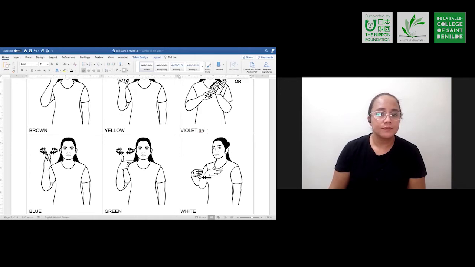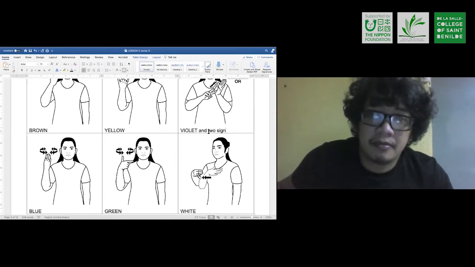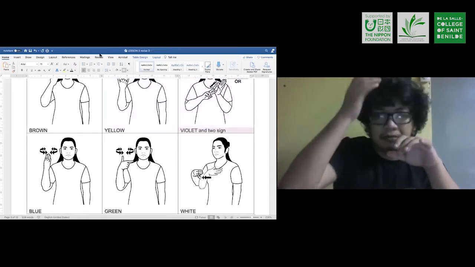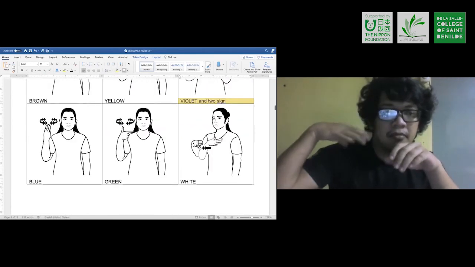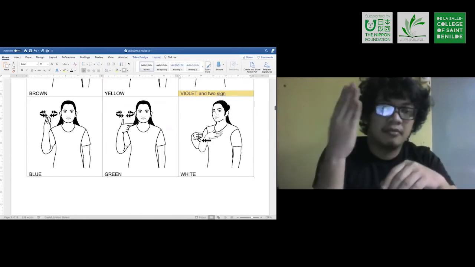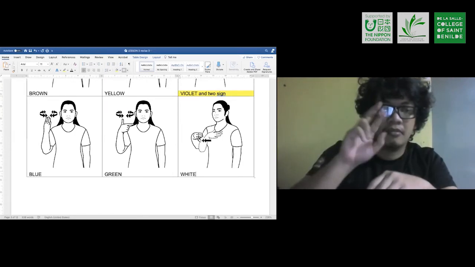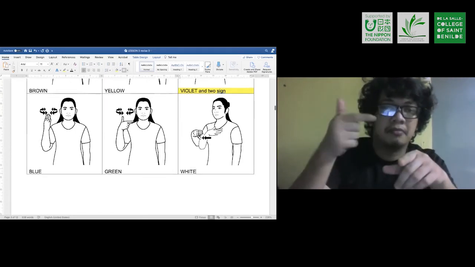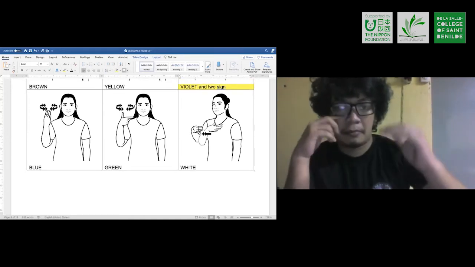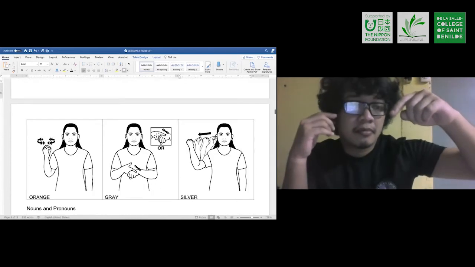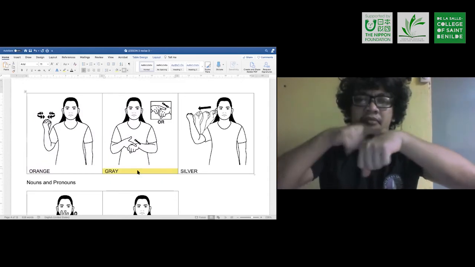Okay, blue, green, and white look okay. So blue, and then green, and then we added those extra arrows to green. Yes, good. Okay, we have white there. Next, orange. This is more clear, yes. The orientation of the hand shape is more clear.